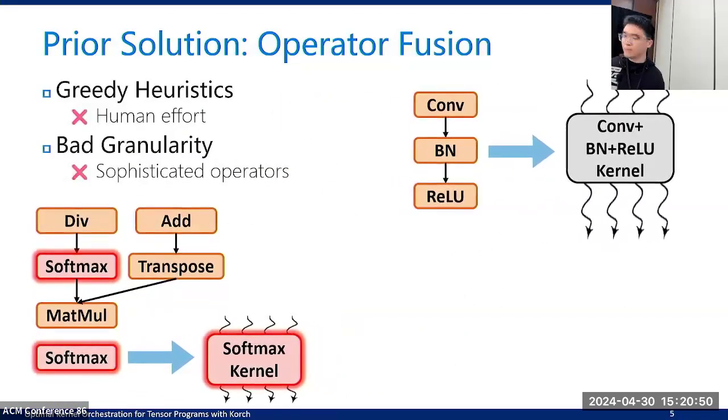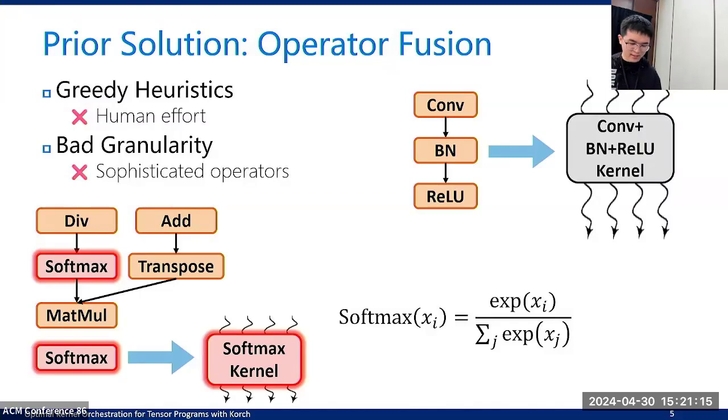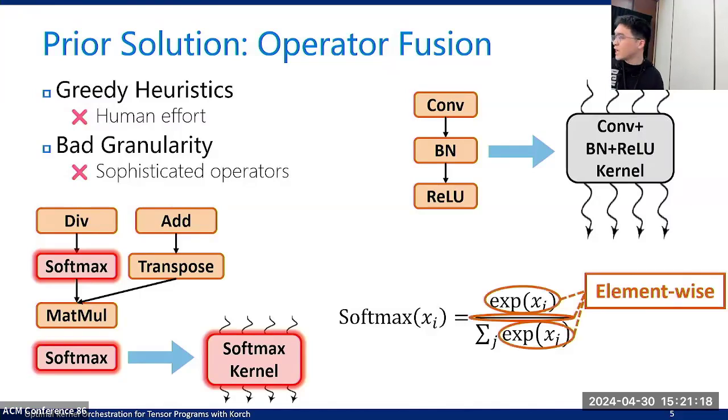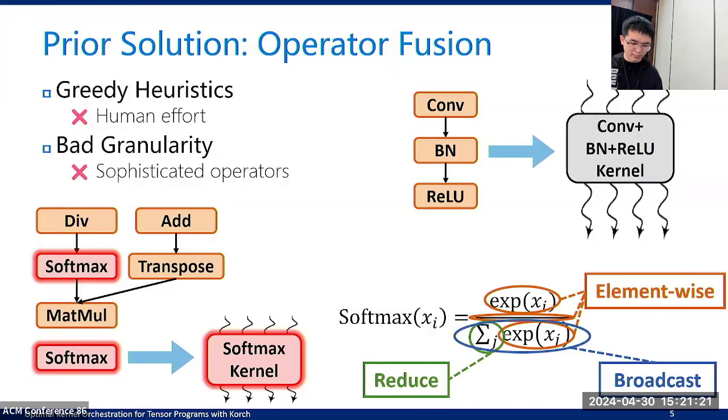So there are 2 main limitations of previous operator fusion work. First, operator fusion is always greedy and based on many predefined rules, which needs much human effort and is also locally optimized. And second, there are some very sophisticated operators, and it is very challenging to have them executed efficiently in only one kernel, such as softmax. Softmax includes the calculation of element-wise, reduce, and broadcast. They have different levels of parallelism, and it is very hard to put all of them in one single kernel.